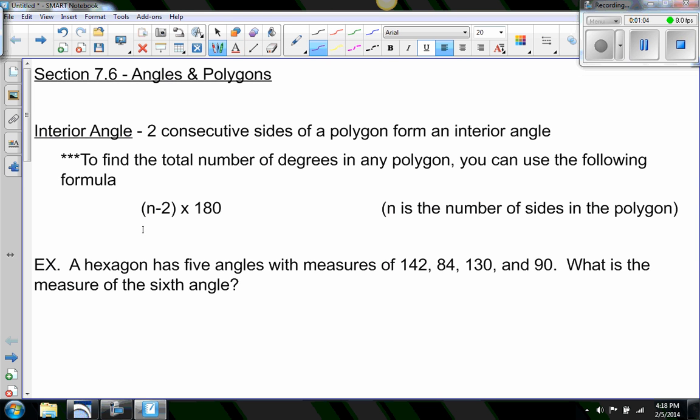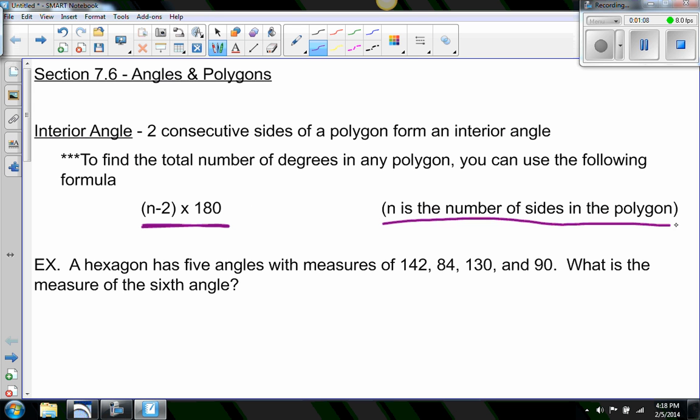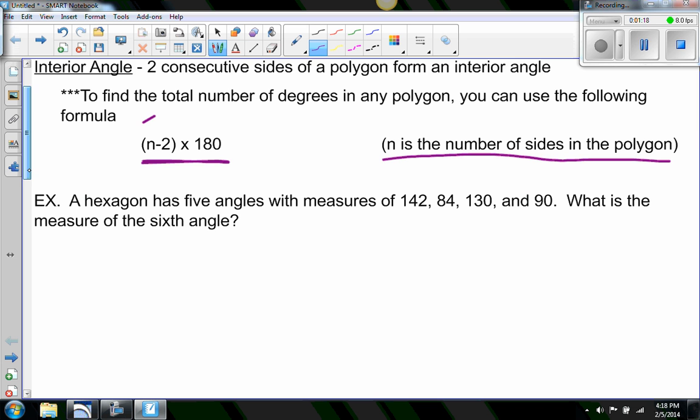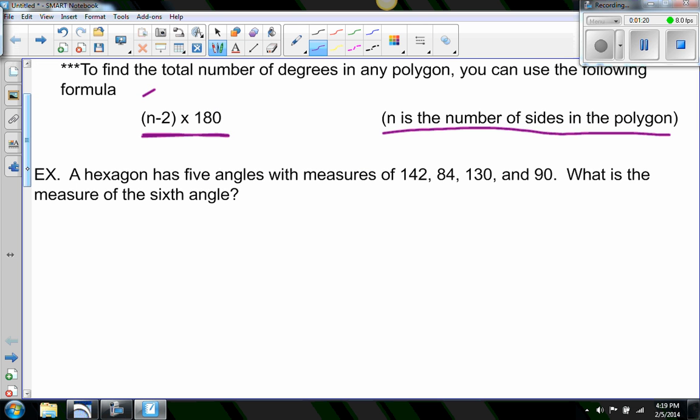This is n minus 2 times 180. The n just stands for the number of sides that it has. So if it has 8 sides, you put an 8 in right there, you do the work, you got your answer, okay? That's the total number of degrees. That's not what each angle is necessarily, that's the total number of degrees in the figure, okay?